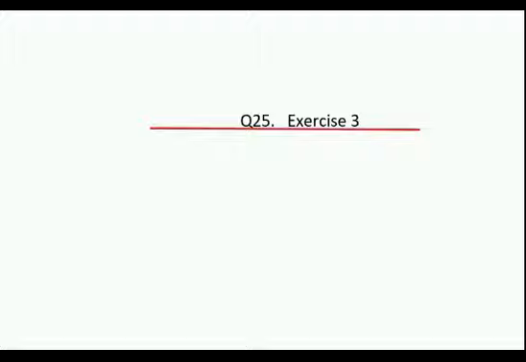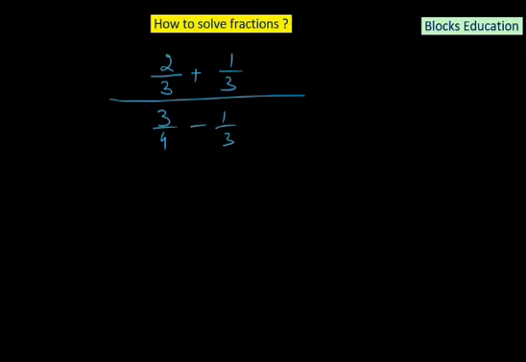This is question number 25 of exercise 3. In this question we are given two fractions, they are on top of each other. So in one fraction there are two more fractions, so it is 2 over 3 plus 1 over 3 whole upon 3 over 4 minus 1 over 3.